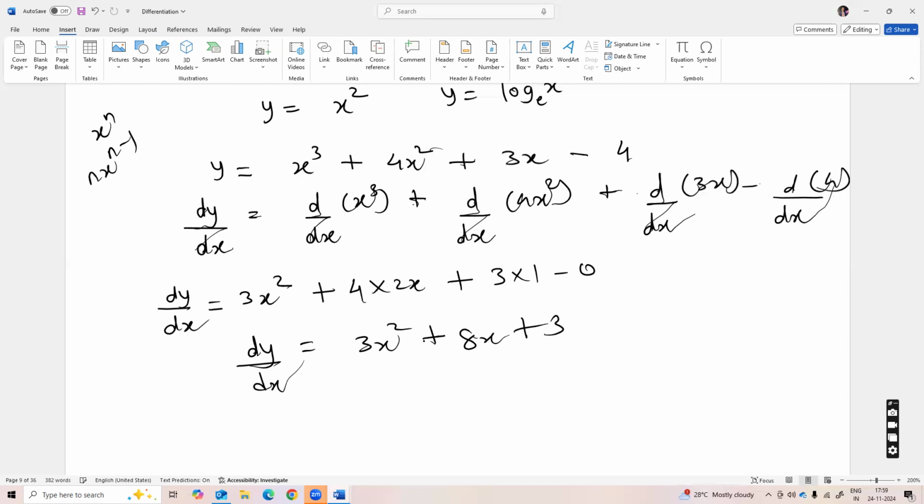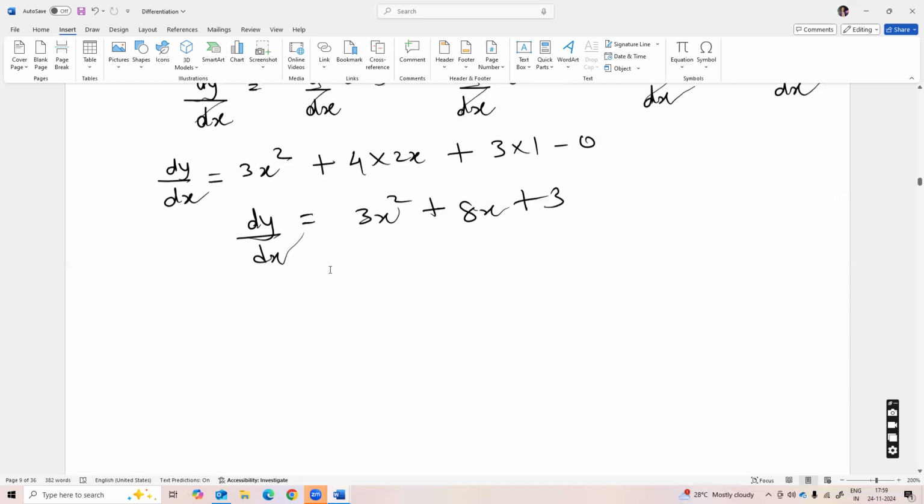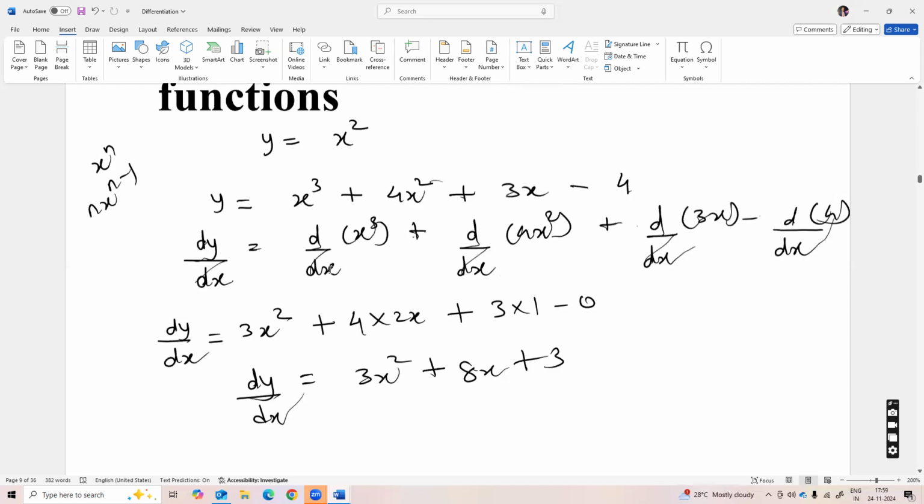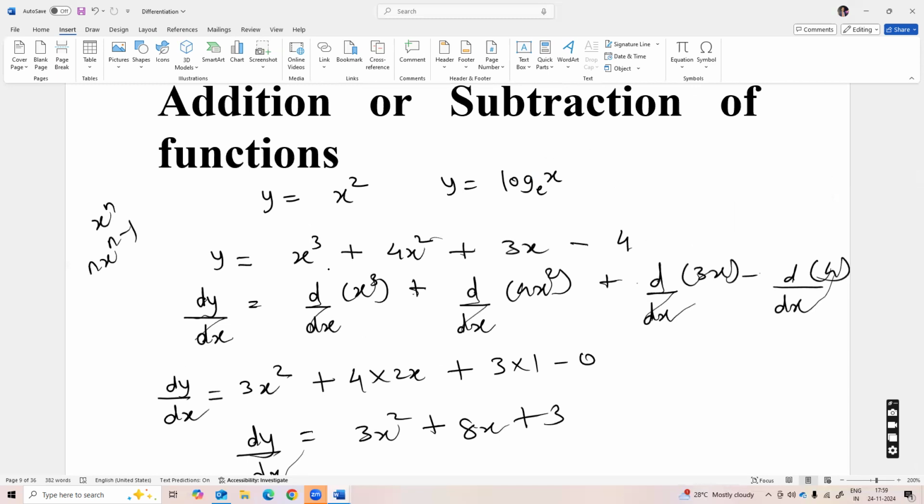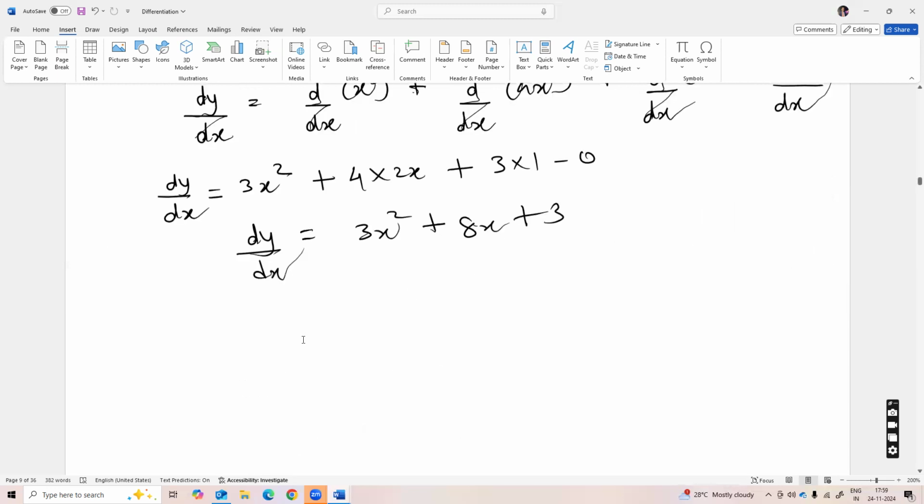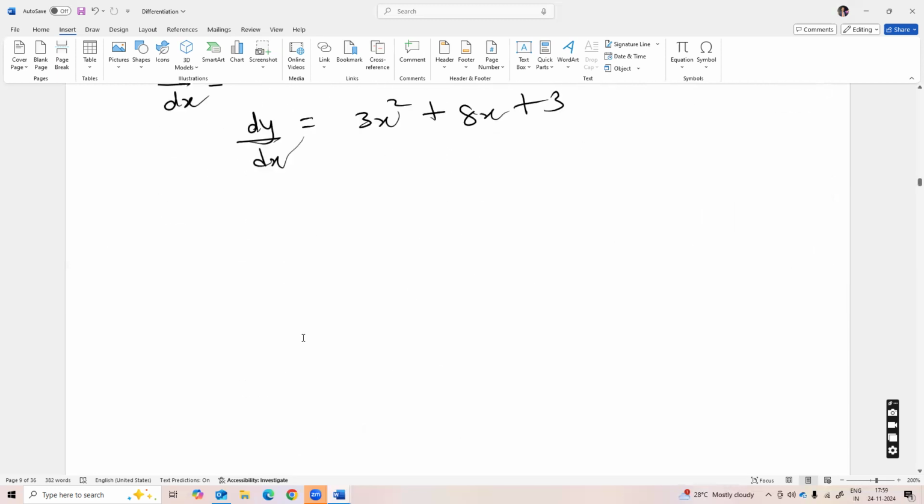So here dy by dx, what we got is 3x square plus 8x plus 3. So there is no special rule for addition. You can simply separate, find the derivative of these terms, and add them. Okay. So similarly, let's take one more example.